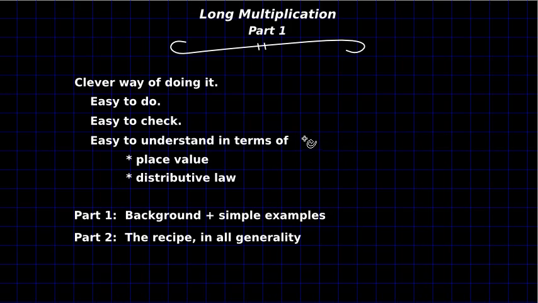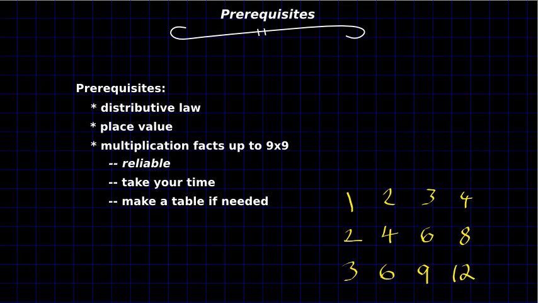In this video, we're going to concentrate on the principles involved, and we're also going to do some simple examples. In a later video, we'll generalize to the general case so you can multiply anything by anything. I assume you already know what the distributive law is, and I assume you know what place value means. You also need to know your multiplication facts up to 9 by 9, short multiplication.